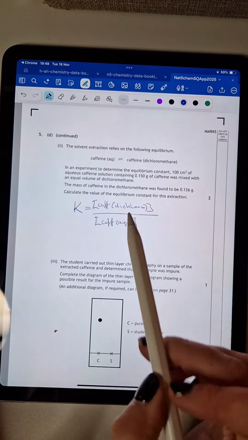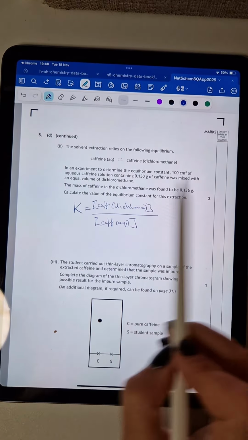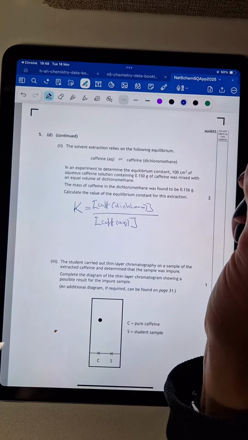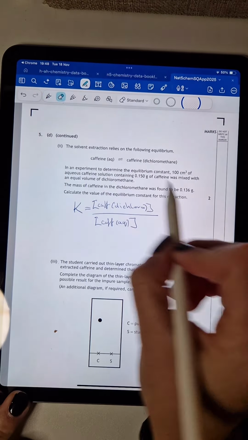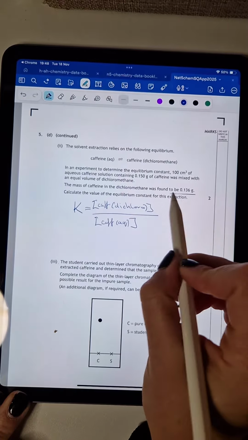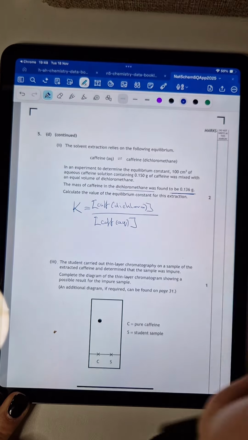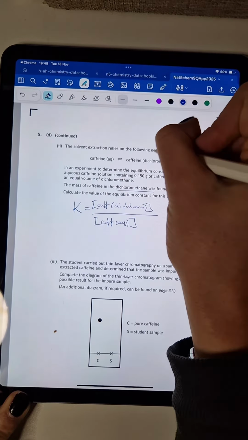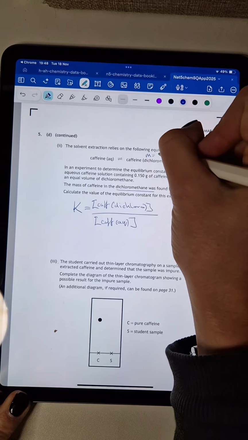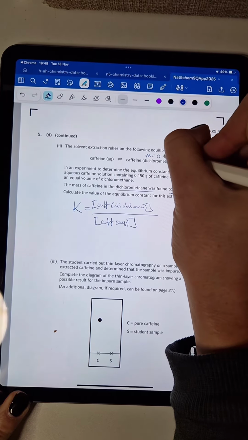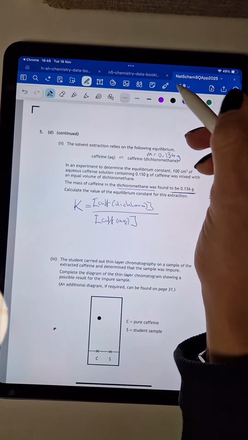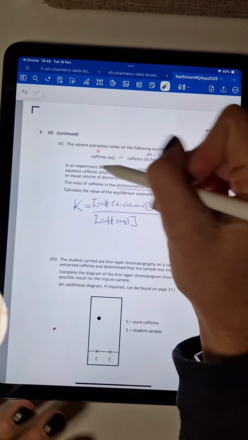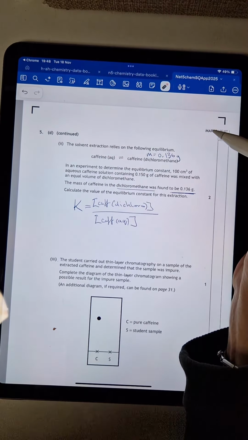Once you've got your equilibrium expression, you then need to work out what the concentrations at equilibrium were. The question's already told us that they found the mass of caffeine after the extraction in the dichloromethane layer to be 0.136 grams. So that means we know the mass of that was 0.136. We now have to work out how much caffeine was left in the aqueous layer at equilibrium.